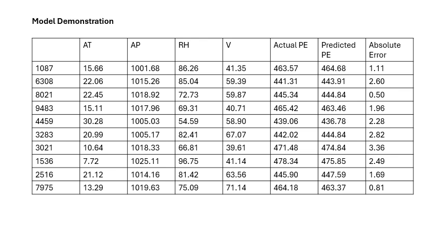This table represents several sample predictions generated by the final model using the test data set. Each row contains environmental conditions and the actual electrical energy output. The model has predicted the output and then the absolute prediction error. For example, in the first observation, the actual output was 463.57 megawatts, while the model predicted 464.68 megawatts, resulting in an error of only 1.11 megawatts. Across these examples, the prediction errors remain relatively small, demonstrating that the model is generalizing well and producing predictions that are close to the actual plant output.